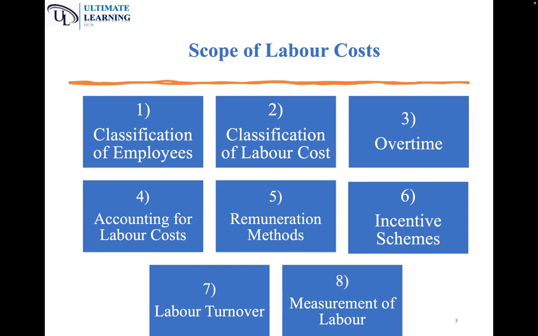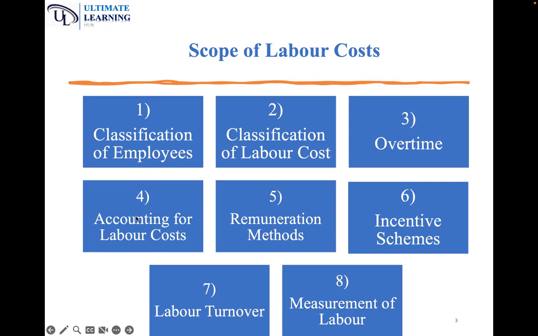In the second area of the chapter, we look at classification of labor costs. We will classify labor costs as either direct labor costs or indirect labor costs. The third area in the chapter, we look at what is called overtime. Overtime is basically the extra hours employees work above the standard time set.